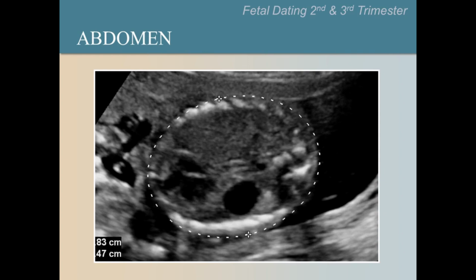The ellipse is positioned correctly around the outer edge of the skin, but this is not an acceptable measurement because we cannot see the umbilical vein and the abdomen is not round. And we see an additional anechoic structure, the heart.